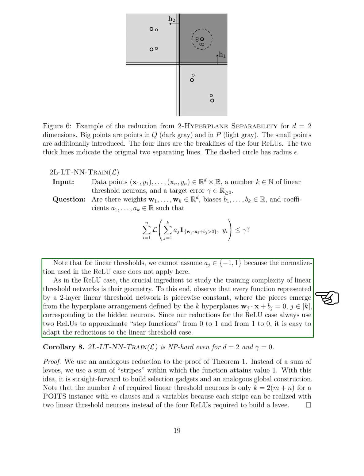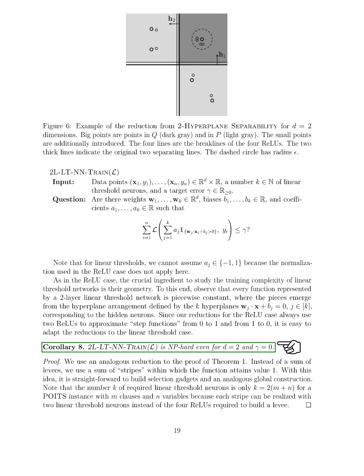The key to understanding the complexity of training these networks lies in their geometry. Each function represented by a two-layer linear threshold network is piecewise constant, with the pieces defined by the arrangement of hyperplanes corresponding to the hidden neurons. Our previous reductions for the ReLU case used two ReLUs to approximate step functions from 0 to 1 and from 1 to 0. We can easily adapt these reductions to the linear threshold case. We find that training a two-layer linear threshold network is NP-hard even when the dimension is 2 and the target error is 0.